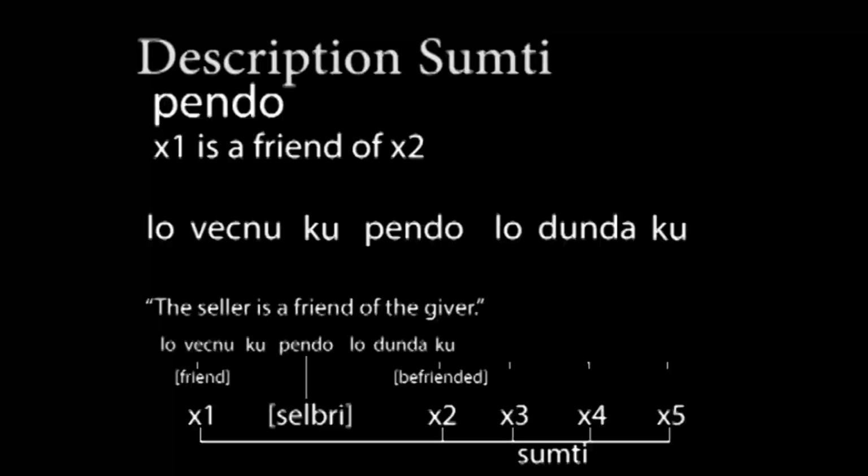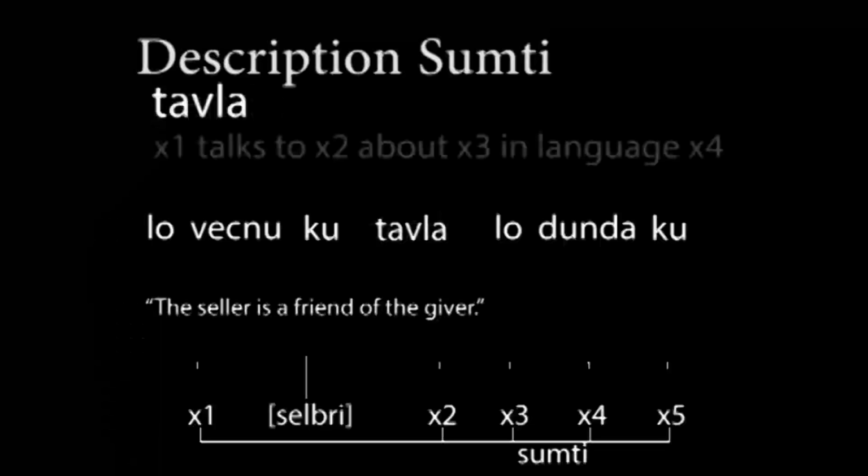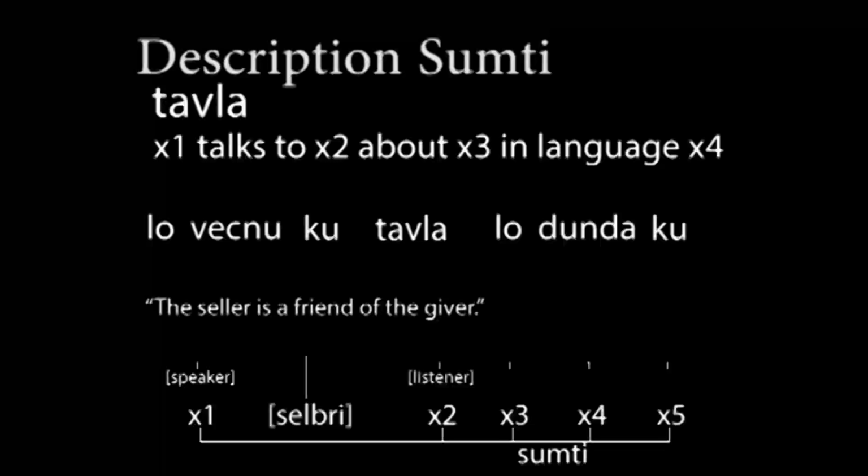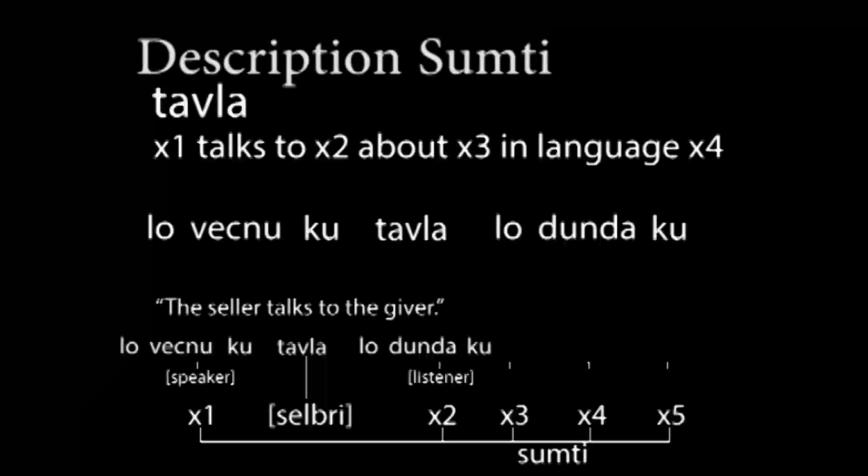By using different selbri as the predicate of our bridi, but also as the source of our description sumti, we can express a very large range of statements in Lojban already. Just like before, we can change out the main selbri predicate and change how the different sumti arguments are related to each other. How about tavla? x1 talks to x2 about x3 in language x4. Can you guess how tavla changes the meaning of the bridi? What might the English translation say? If you guess something similar to "the seller talks to the giver," then great.